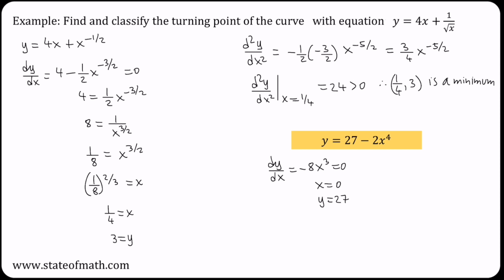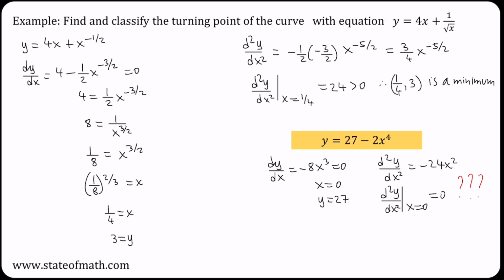So I will now proceed with the second derivative. The d²y by dx squared is simply minus 24x squared. So if I evaluate the d²y by dx squared at x is 0, we get a result of 0. So this means that the test is inconclusive, so we cannot decide whether it's a maximum or a minimum.